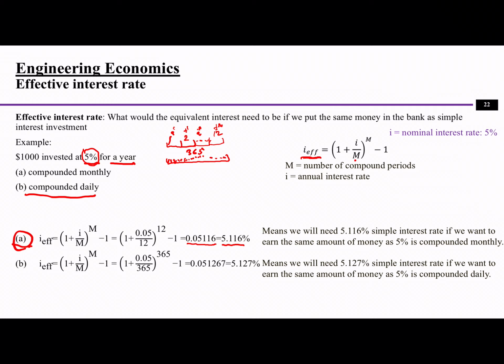What does it mean? It means we will need 5.116% in simple interest rate if we want to earn the same amount of money as 5% compounded monthly.